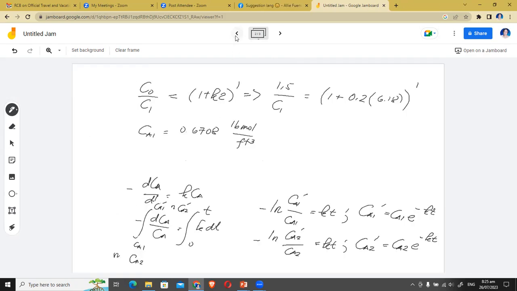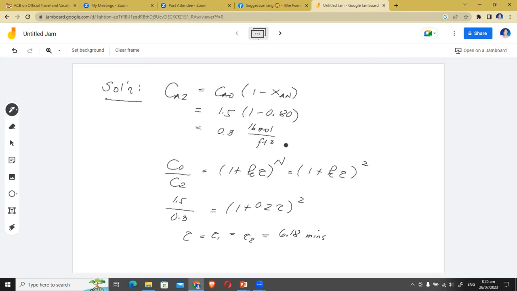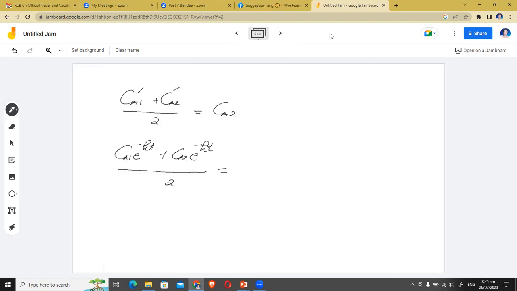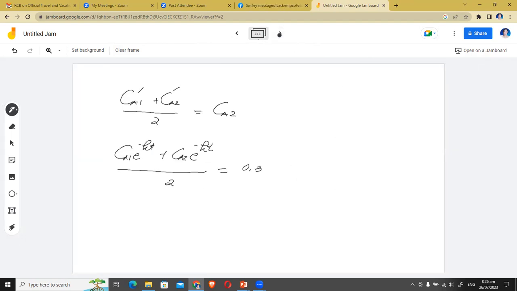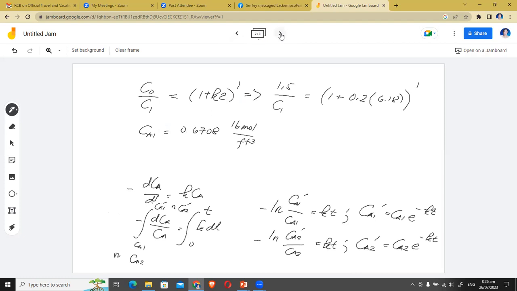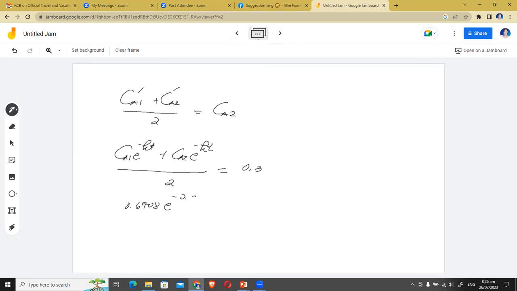And what is CA2? That would be the same CA2 in here if the flow wasn't stopped. So that would be 0.3. Now the CA1 is the CA1 that we solved here, which is 0.6708. The CA1 is representing the initial concentration when flow is stopped already. So you have 0.6708 e raised to your K. What is our K in this case? Let me check. Our K is 0.2. So you have 0.2 t plus the Ca2, which is 0.3, e raised to negative 0.2t, still divided by 2, equated to 0.3.